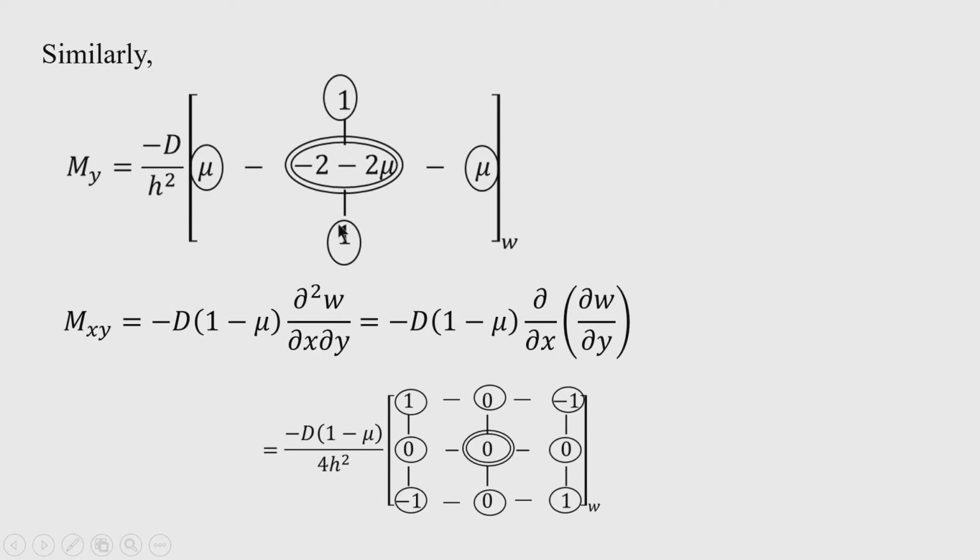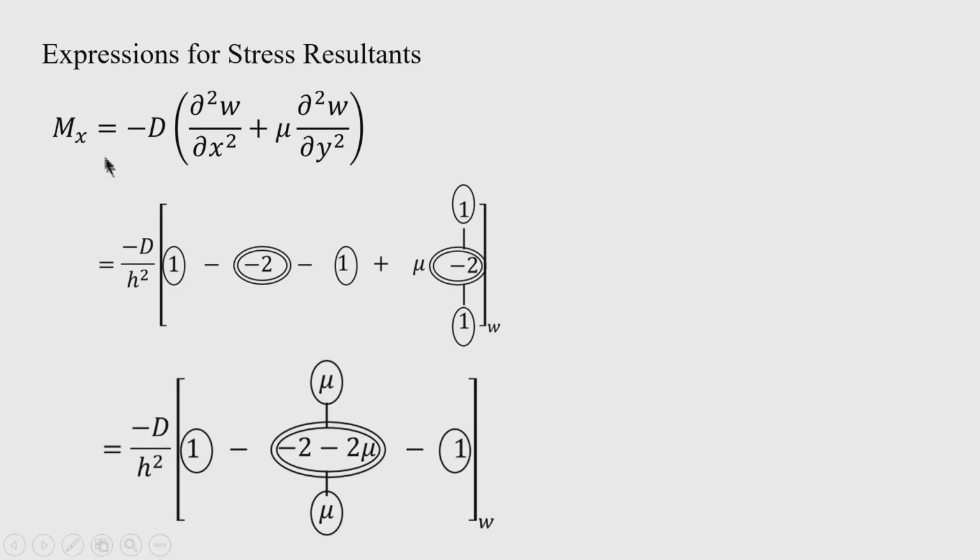Now, suppose you apply this condition, say mx is this, 1, minus 2 minus 2 mu, minus 1. If this mx is to be applied at the boundary, where the node falls on the boundary, you can see that one point is outside the boundary. That problem is overcome by taking a dummy point here and relating the displacement of the dummy point with the displacement of the real point, the real image point.